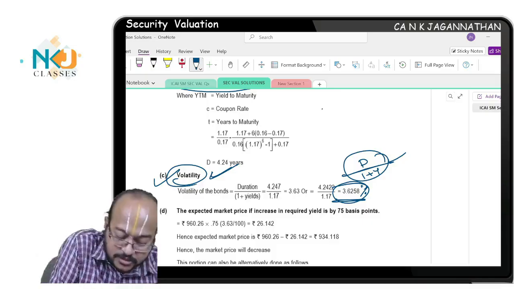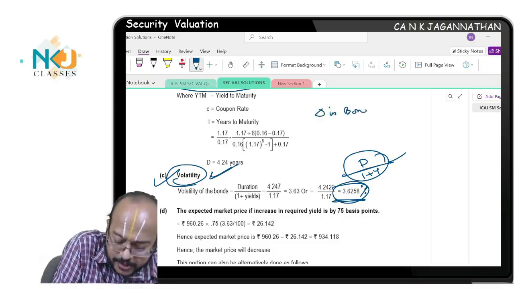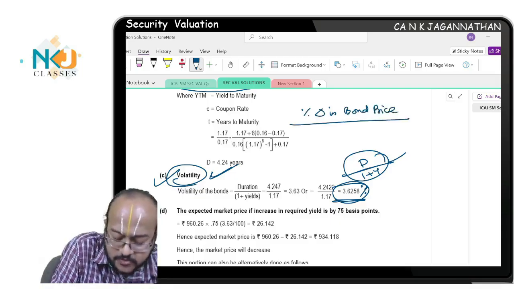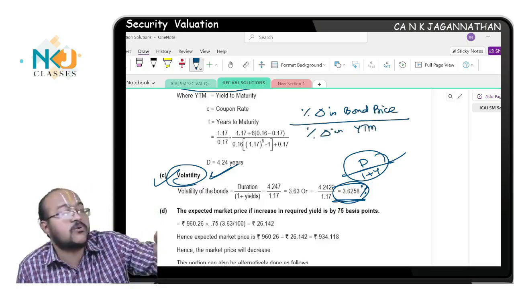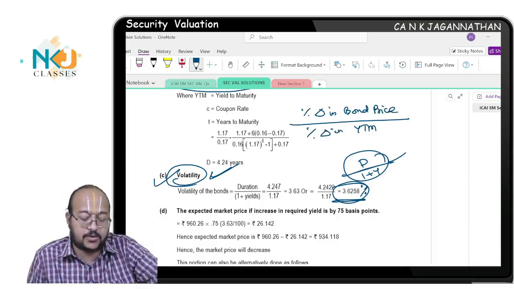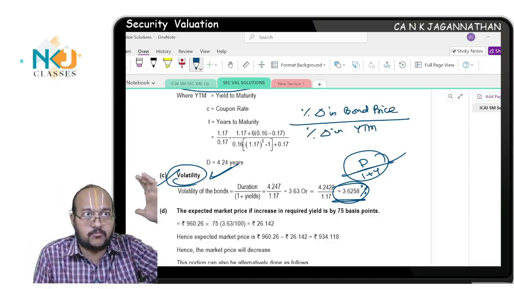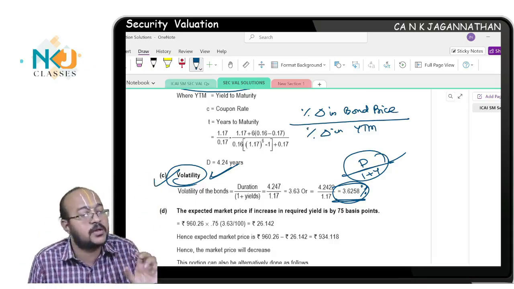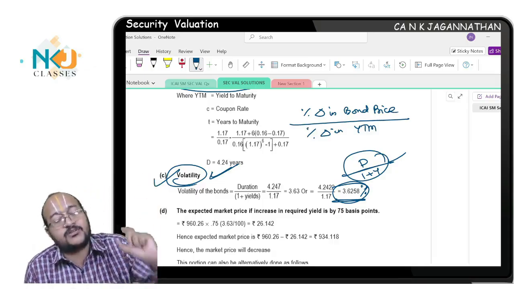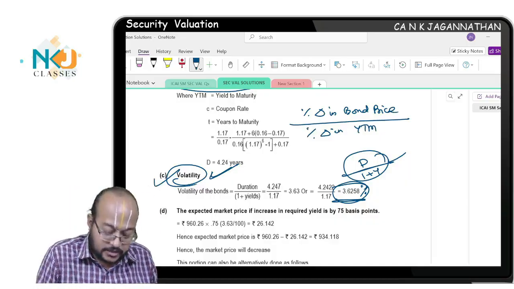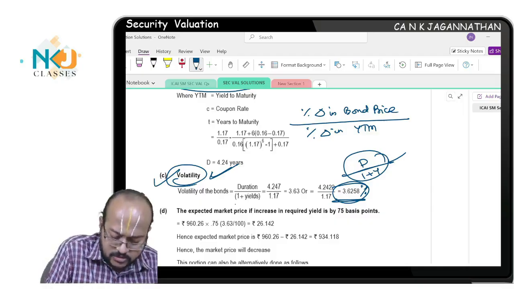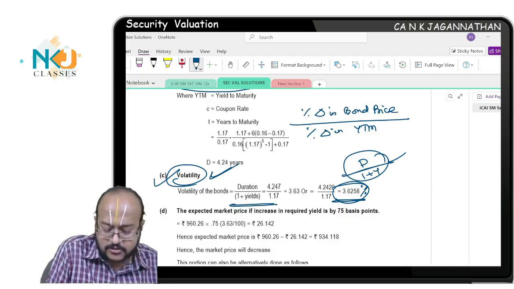What it captures is the percentage change in bond price divided by the percentage change in YTM. If YTM changes by 1%, what will be my percentage change in bond price? YTM and bond price or value are inversely proportional, which means if the YTM is increasing, the bond value will get reduced. If YTM is decreasing, the bond value will increase. Okay, this is what they have done. Volatility is nothing but duration by one plus YTM.